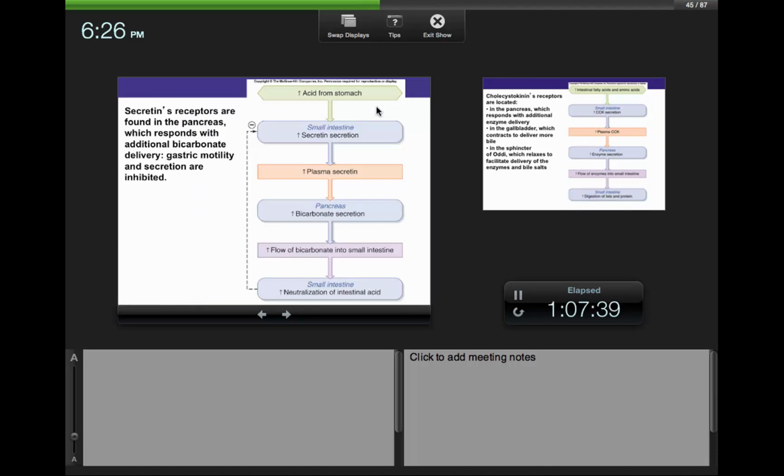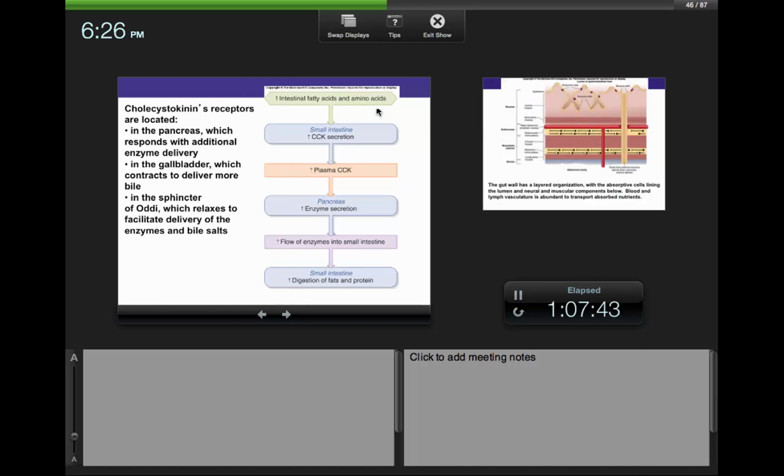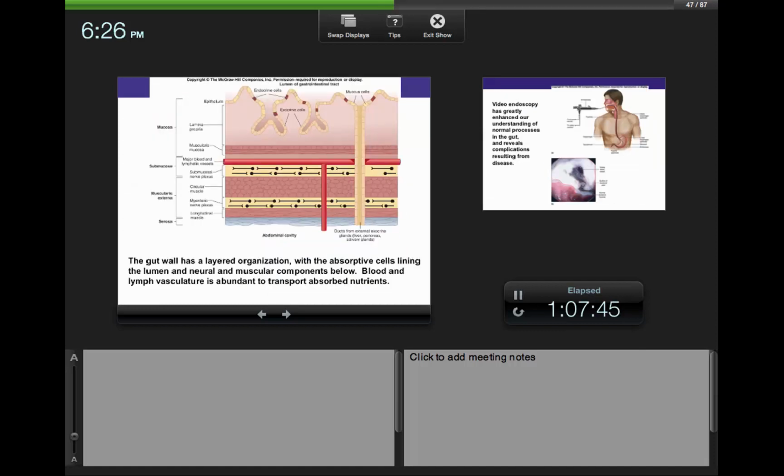Okay, so we're already at 6:30. What is important after this? I already talked about the three types of motility in the small intestines: segmentation, peristalsis, and migrating myoelectric complex. I can tell you there really aren't any questions related to the structure of the intestinal wall.